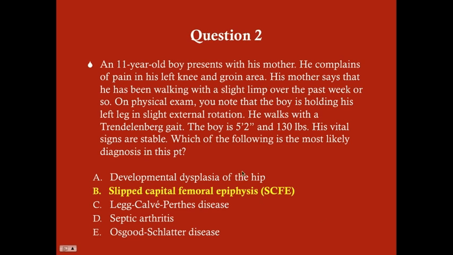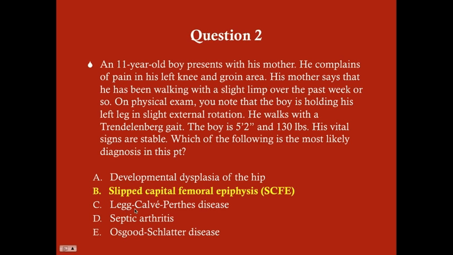But what stands out in this patient is that he is 5'2" and 130 pounds. And you should know roughly height to weight, what's normal and not normal. And 5'2" and 130 pounds for a young boy is obese. So this is an obese boy, and he's walking with a limp. And that is your classic SCFE.